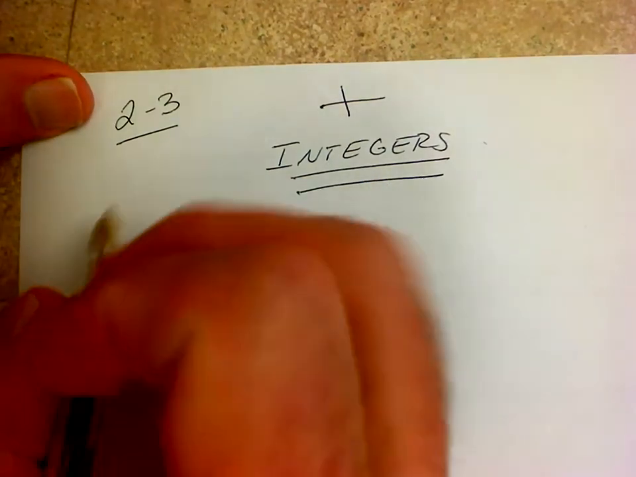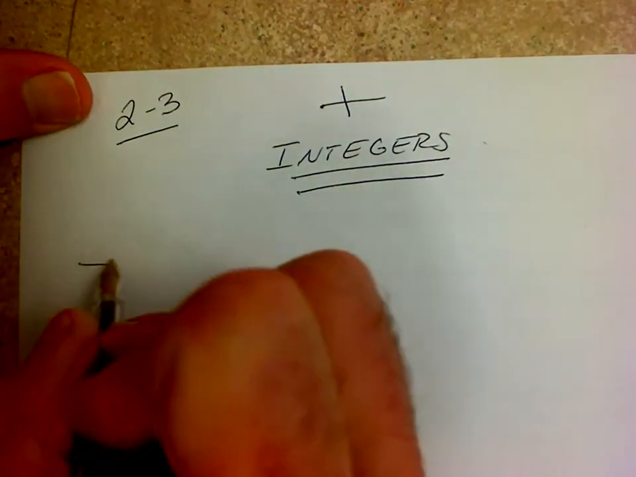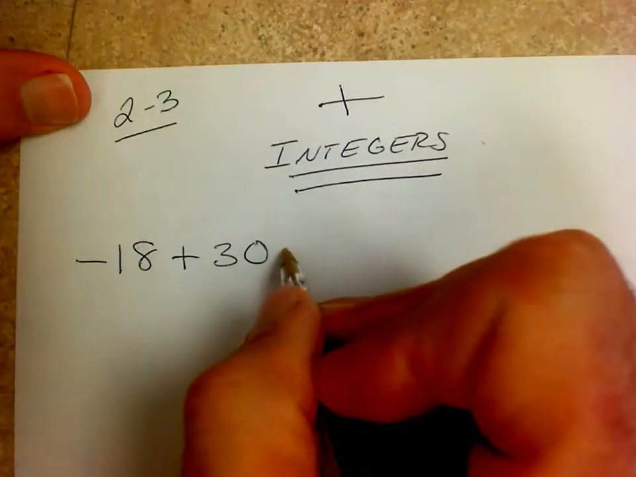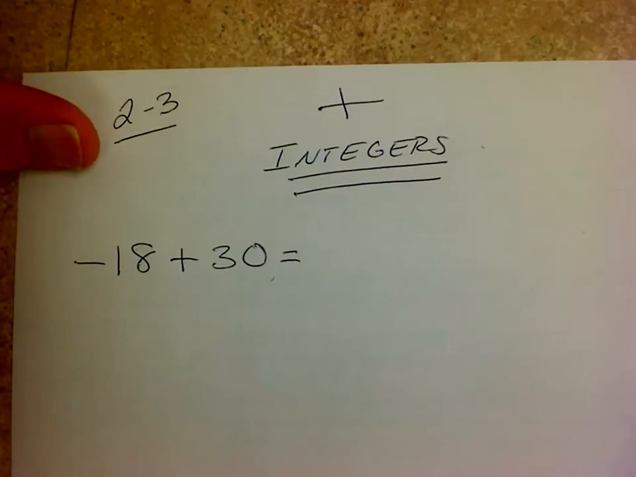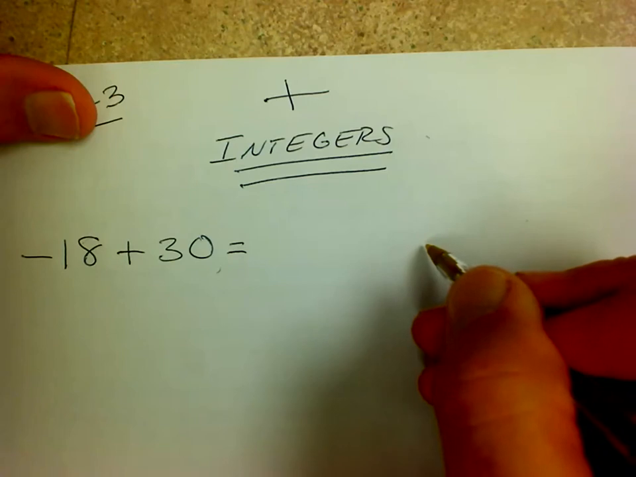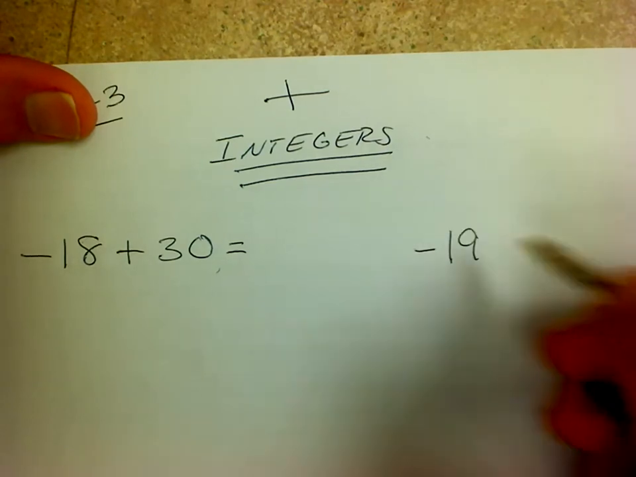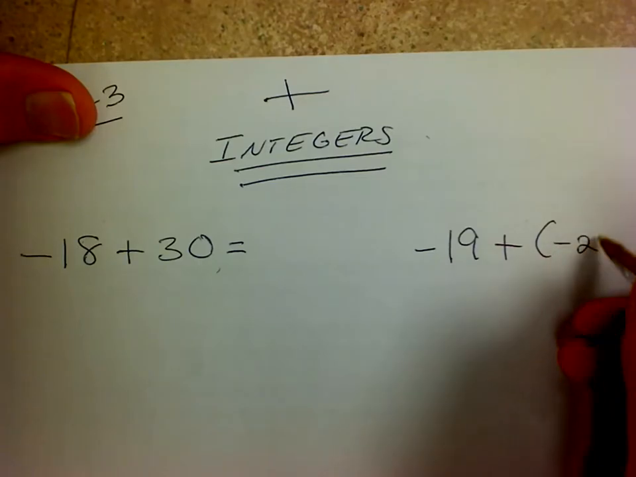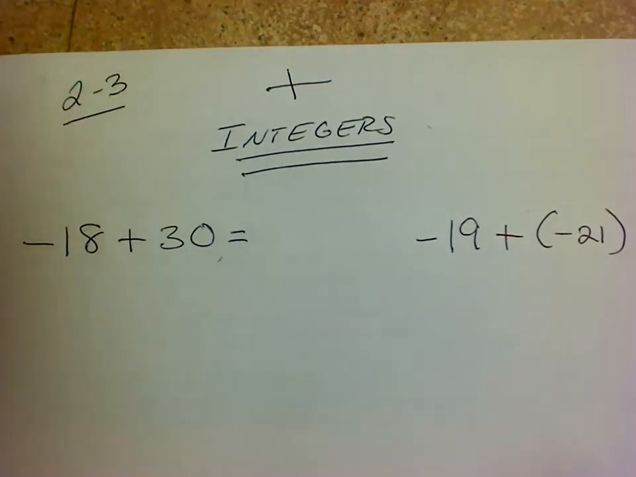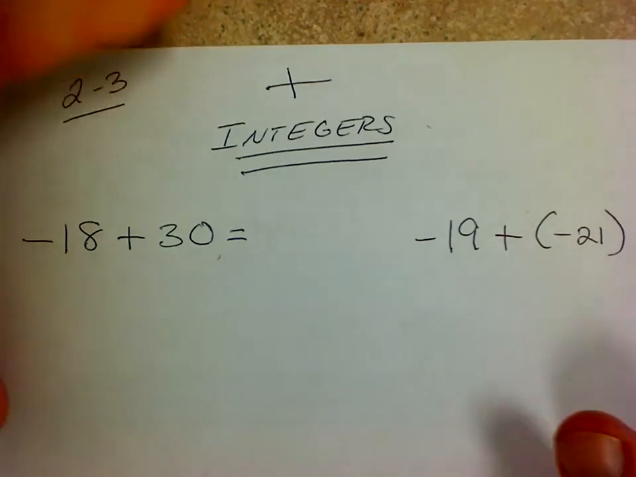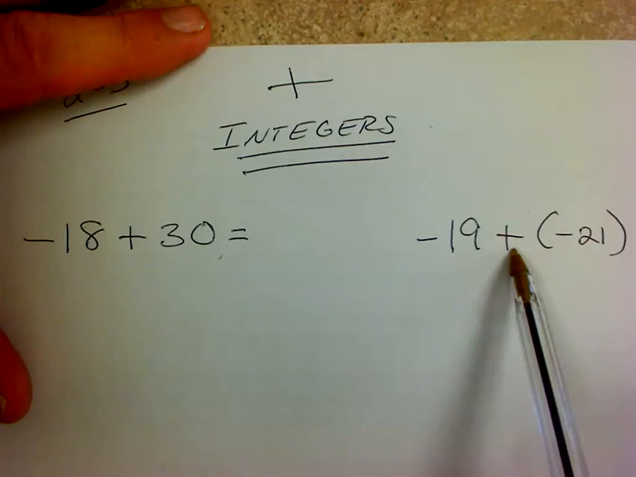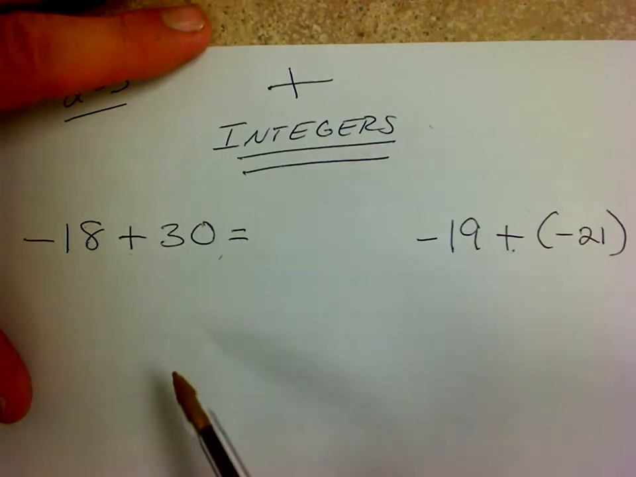All right, so we've got to be able to handle situations such as negative 18 plus 30. We got to know how to handle that. We got to be able to handle two negative numbers, so we could have negative 19 plus negative 21. So these are the kind of situations we're going to be dealing with the next few days. Right now for tonight, we're only going to be looking at ones that have addition as part of those.